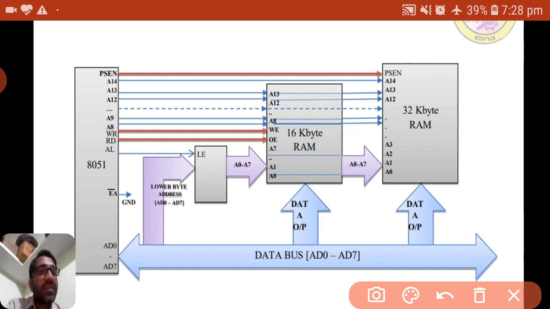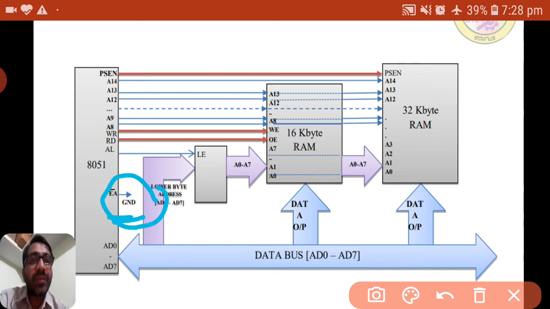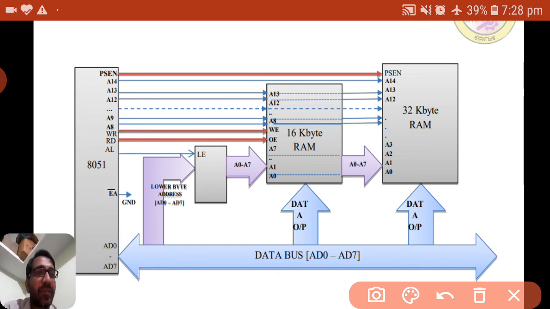This is the way of interfacing, and we must also know that EA should be grounded in both cases, whenever external memory is used. So whenever we are using external memory, EA must be grounded. This is the way to interface the microcontroller with the external memories.